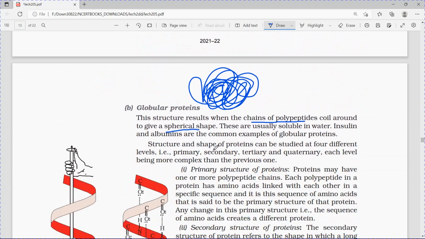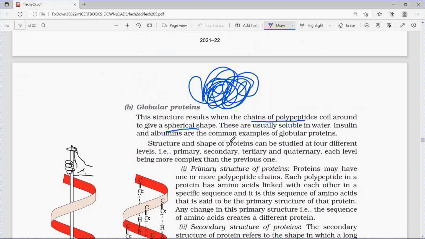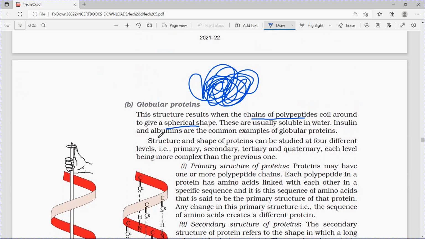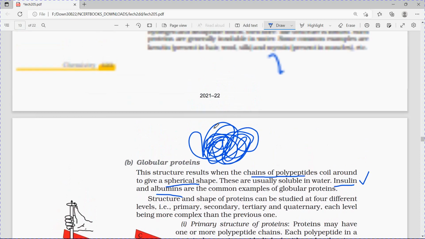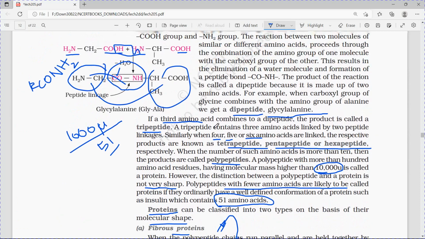Then for globular proteins, we can go for albumin. You know that the white of the egg is completely made up of protein. That is albumin here. And insulin. We just learned that it consists of only 51 amino acids, so it is considered as a polypeptide as well as a protein. So those are the examples of globular proteins, and fibrous proteins.